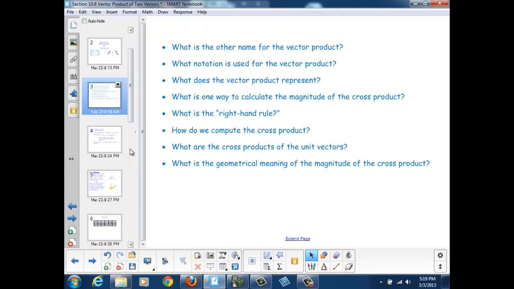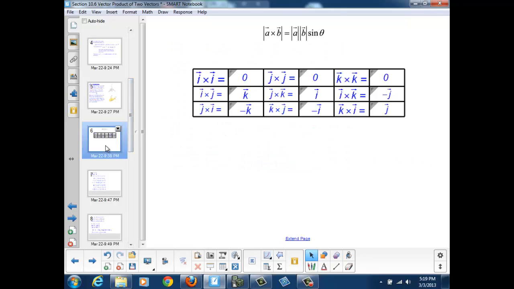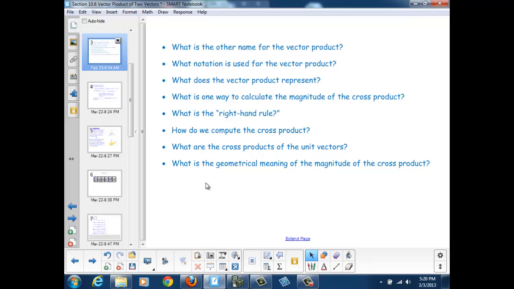What are the cross products of the unit vectors? Well, we determined each of those by using the right-hand rule and the fact that the cross product of two vectors pointing in the same direction is equal to 0. So this table summarizes those cross products. And finally, what is the geometrical meaning of the magnitude of the cross product? Well, the geometrical meaning of the magnitude is that that value is equal to the area of the parallelogram formed when we connect those two original vectors tail to tail.